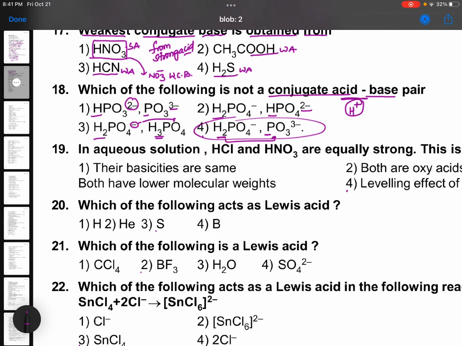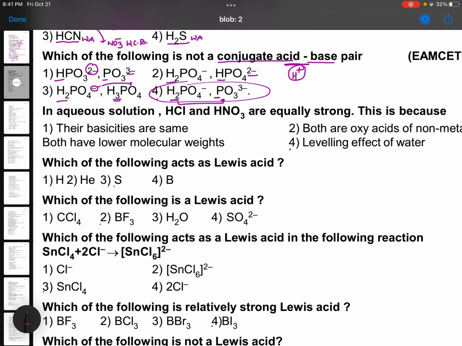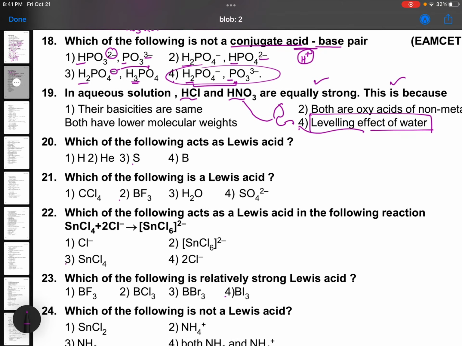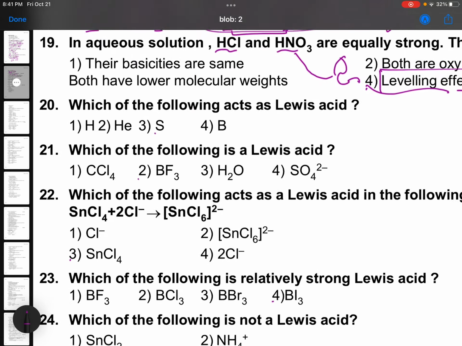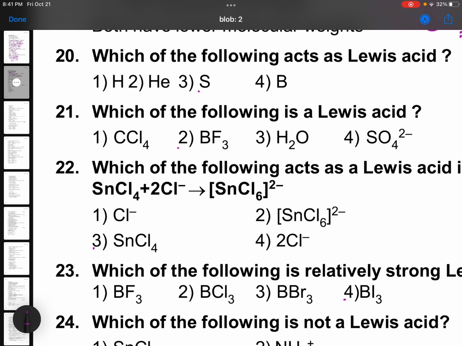In aqueous solution, HCl and HNO3 are equally strong. This is because not only HCl, HNO3, any acid if you take, all acid strength is equal in water. This is because of the leveling effect of water. It is known as leveling effect of water. All acid strength is equal to H plus ions of water. All base strength is equal to OH minus ions of water. Fine. Coming to the next one.